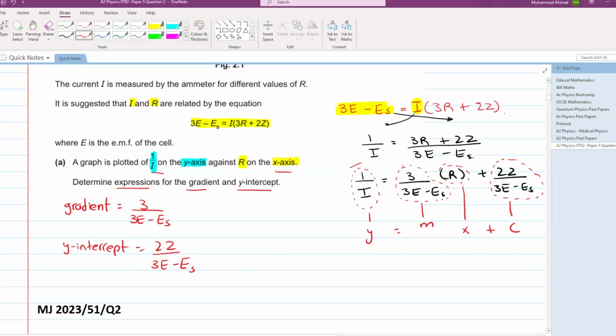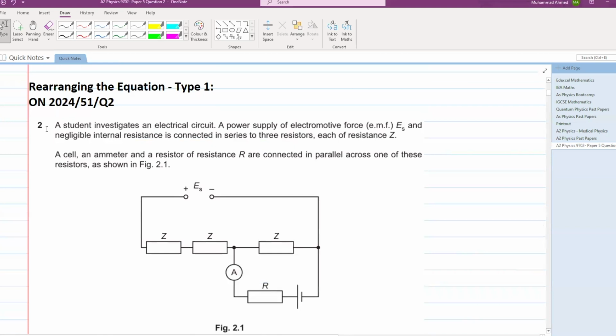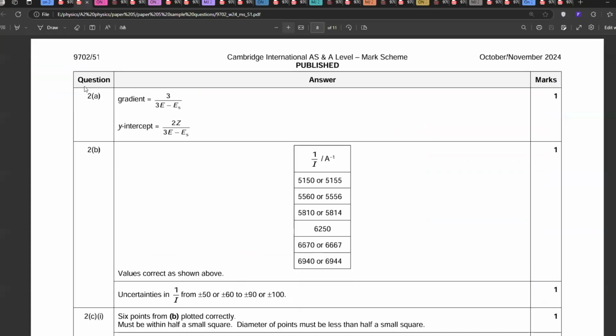Simple. This question is from October November Paper 5 Variant 1, Question 2. So let's see the marking scheme as well for this. This is the marking scheme. If you can see, the gradient is 3 divided by (3E minus Es). The y-intercept is 2Z divided by (3E minus Es).